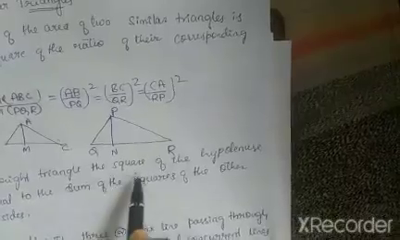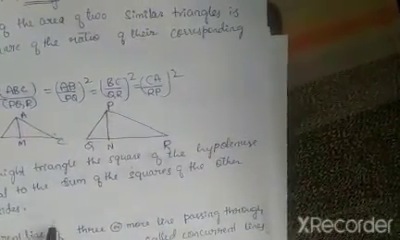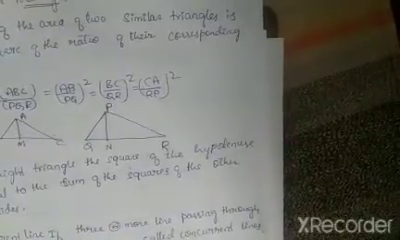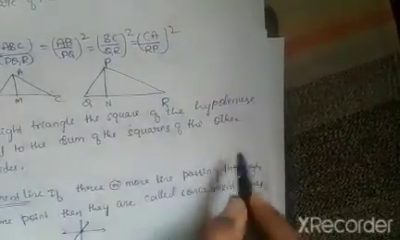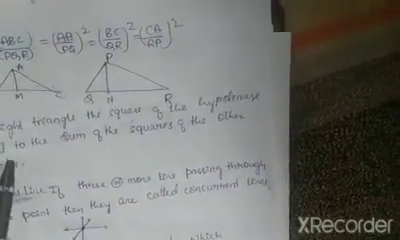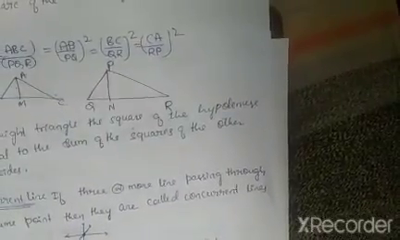In a right triangle, the square of the hypotenuse is equal to the sum of the squares of the other two sides. This is the Pythagoras theorem. According to this, you can solve so many problems.